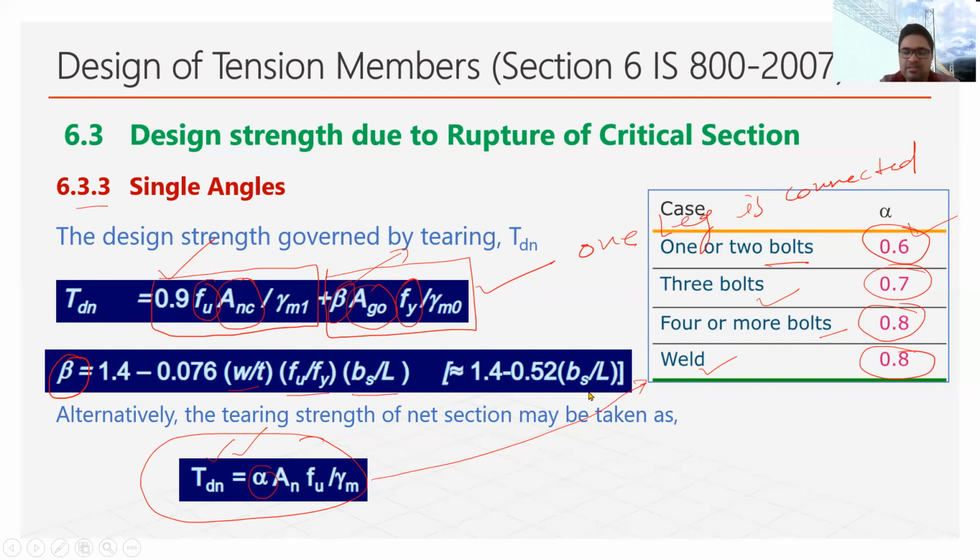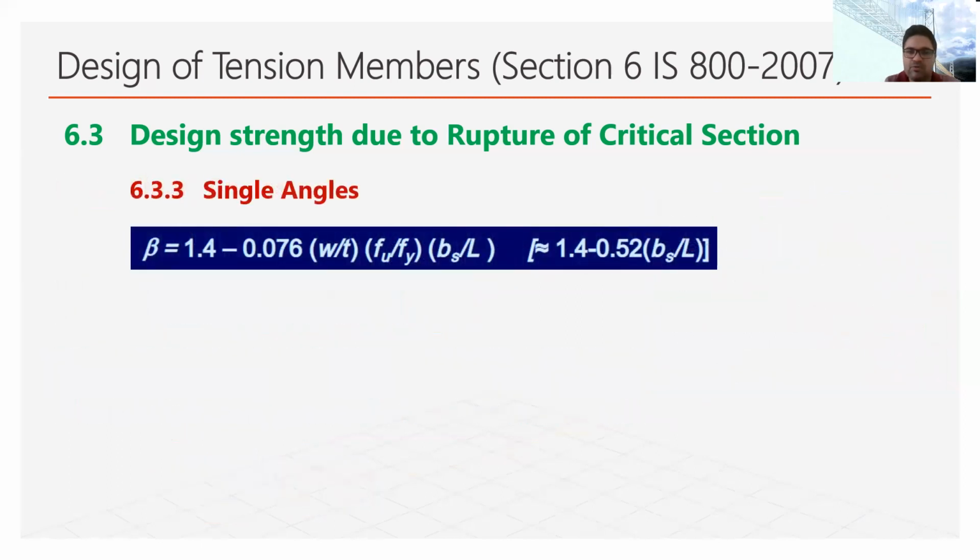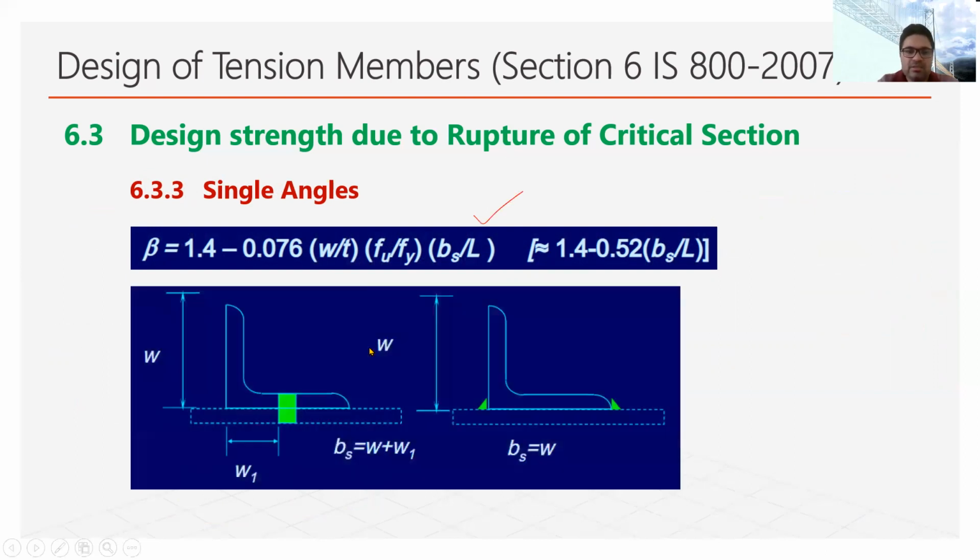Now coming to the beta value, as I said, how do we find that? In the figure you can see this is actually the leg. w is the length of the leg. So in the formula where we are using w, this is the length of the leg. And w1 is the distance between the first fastener and the edge. So this w1 is this one. So bs value will be w plus w1, and this w is actually up to this one.